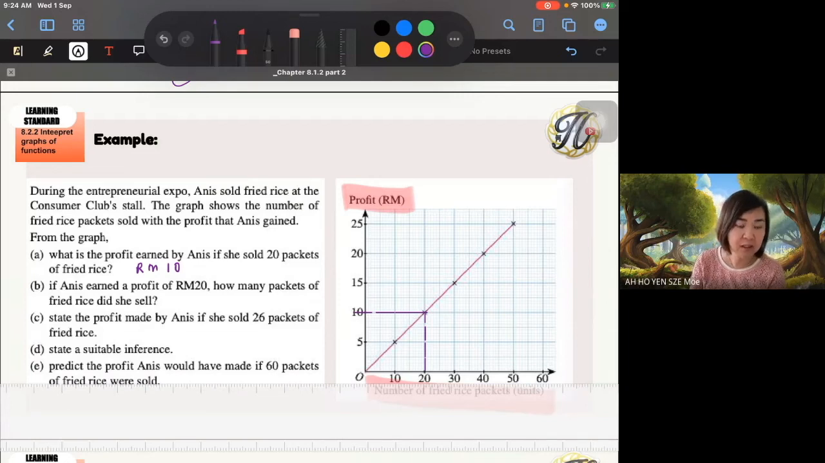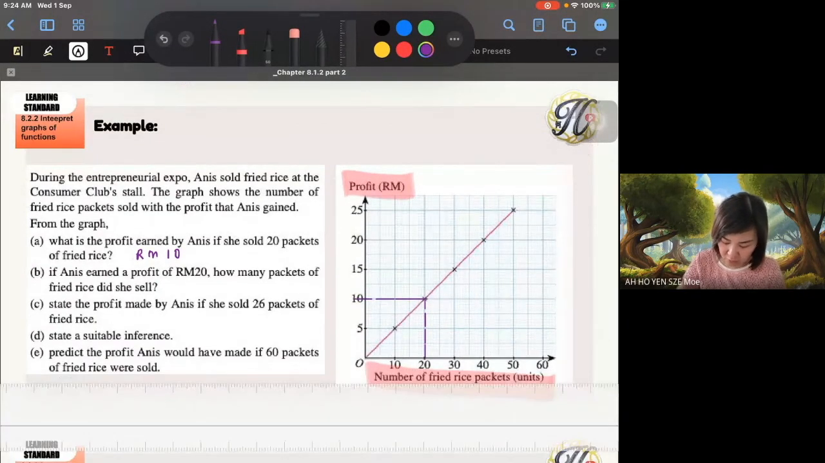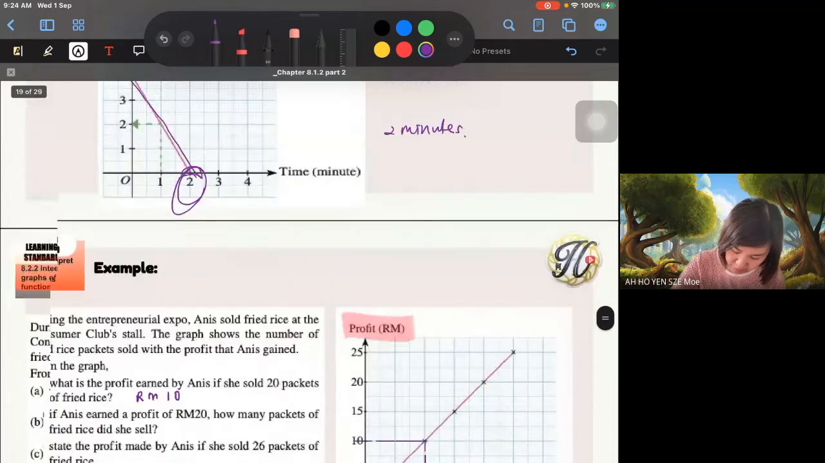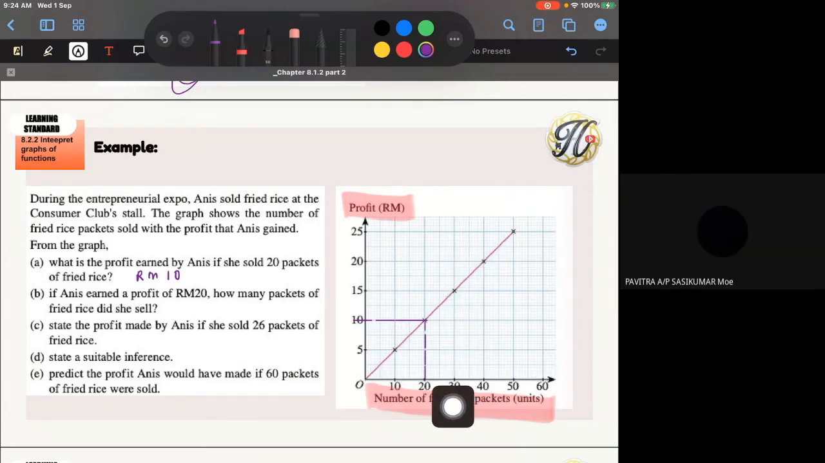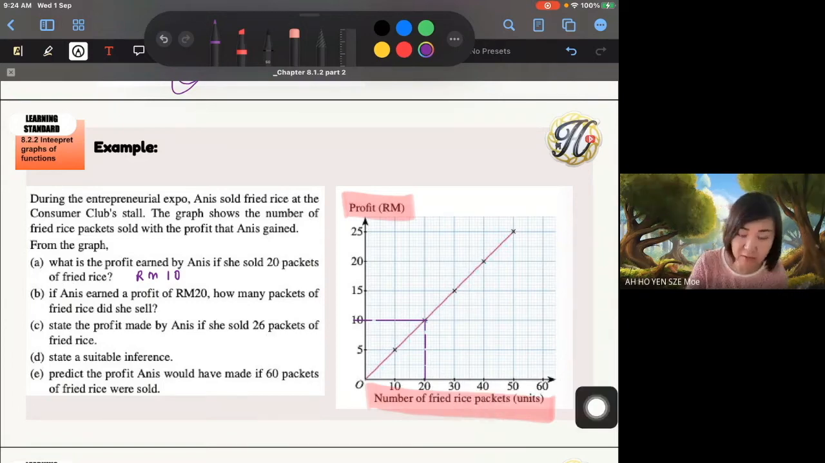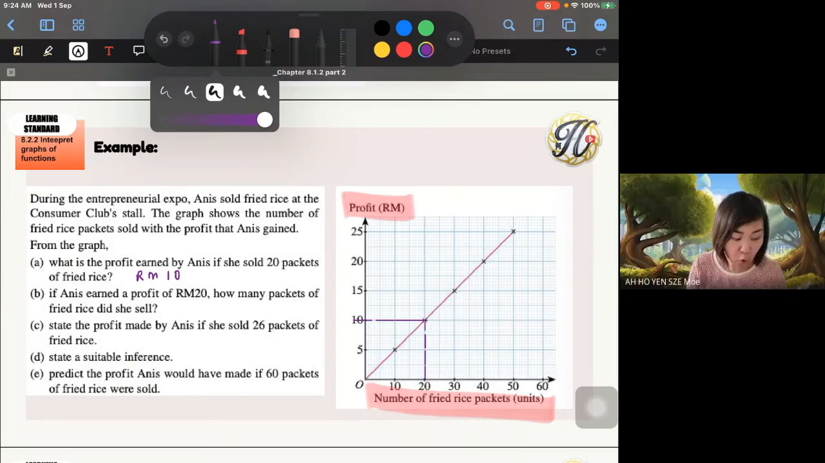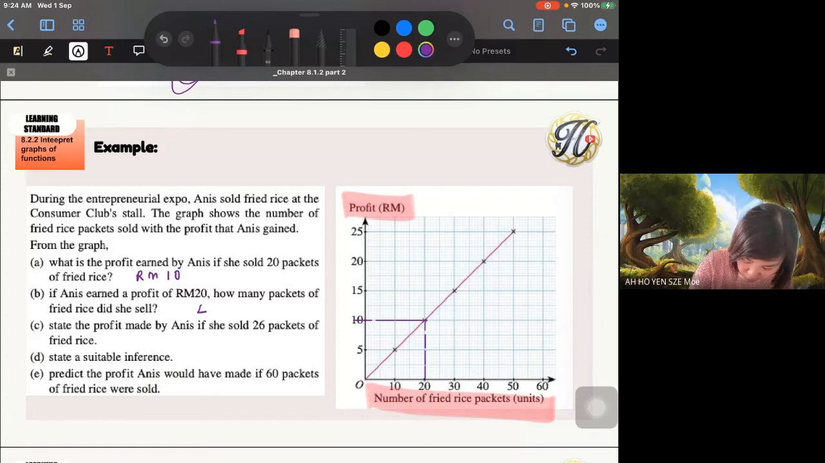Unit is very important. Okay, the second one: if Anis earns a profit of 20, how many packets? So look for the profit of 20. So go up. My ruler is missing again. Okay, so we have to find this one. Draw the line, dot, dot, dot, until here. Then go down. So how many packets? 40. So does this one need RM or not? No need, because this is the number of packets. So it's 40 packets. Don't go and put RM 40.